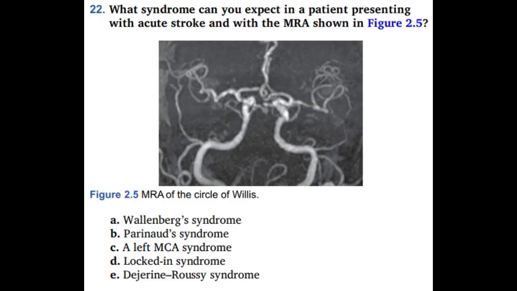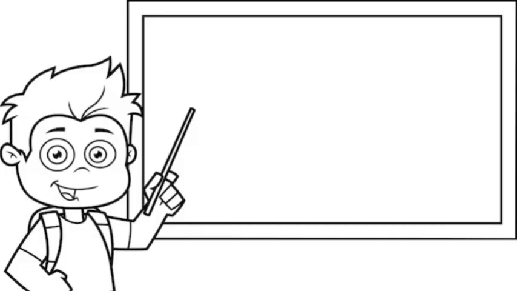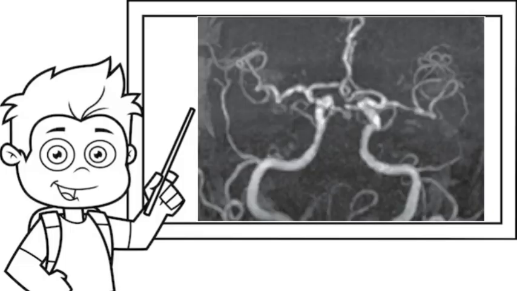Let's start with our case. Let us take a look at this MRA. We are told that this MRA was obtained for a patient with sudden, severe neurological decline. Looking at this MRA, what is the most prominent finding? Can you see it? Something is definitely missing.